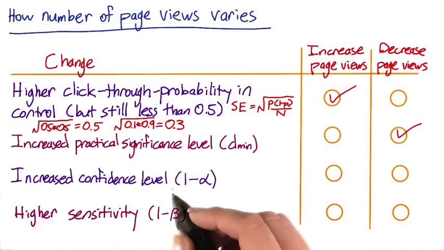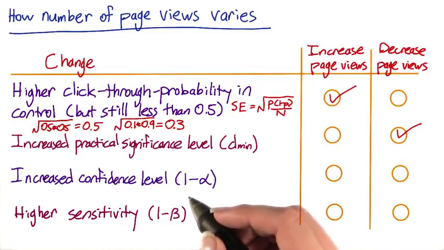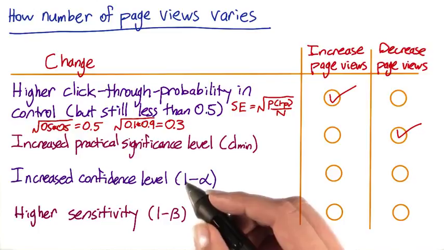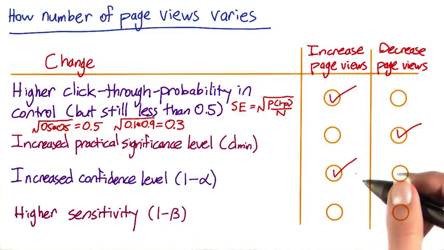If you increase your confidence level, you're saying that you want to be more certain that a change has occurred before you reject the null. In essence, you're being more conservative. You could accomplish that by rejecting the null less often, but then your sensitivity would go down. If you want to keep sensitivity the same, you'll need to increase the number of page views you collect.